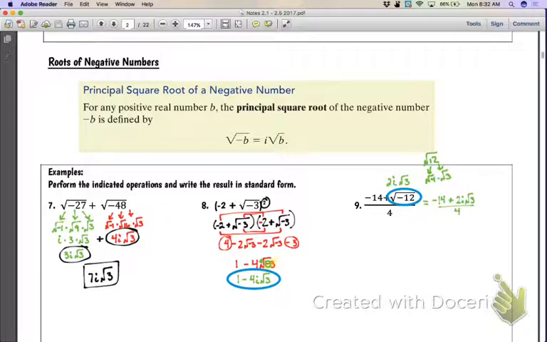Now I'm not finished here because what can I do with everything? What is every part divisible by? 2. Okay, so that's going to go to a 7, that's going to go to a 1, that's going to go to a 2, and we're going to clean everything up and have negative 7 plus I times the square root of 3 all over 2.